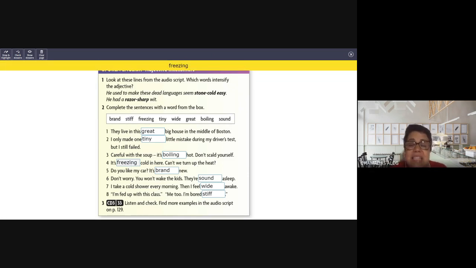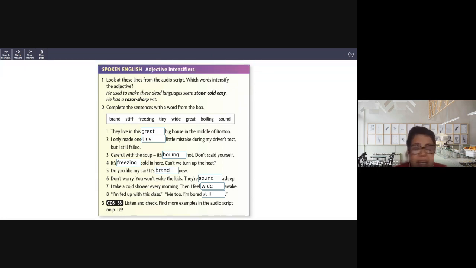Freezing intensifies the adjective cold to say that it's very cold. Oh, it's freezing cold here. Okay. Number 5, do you like my car? It's brand new. So new is the adjective.